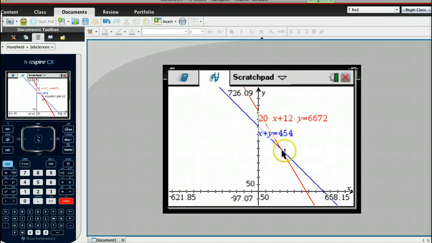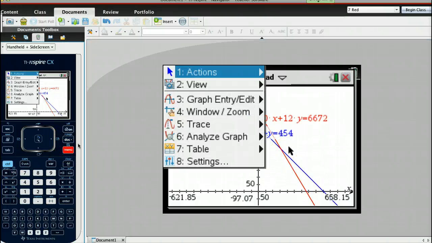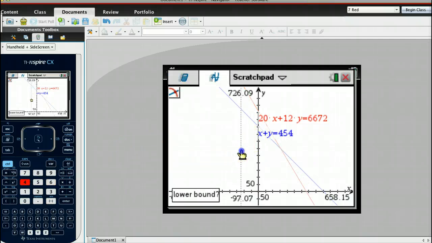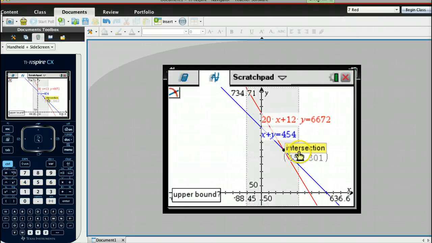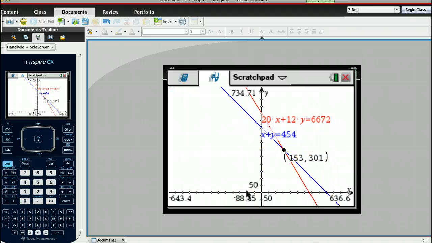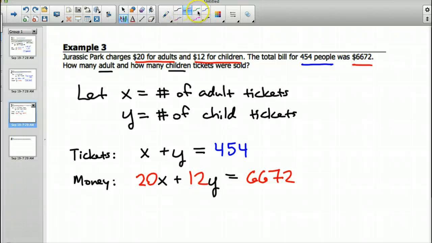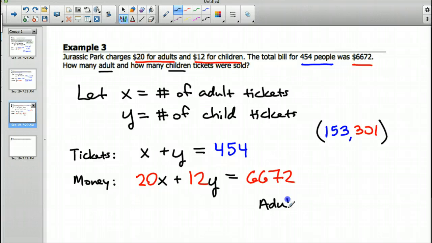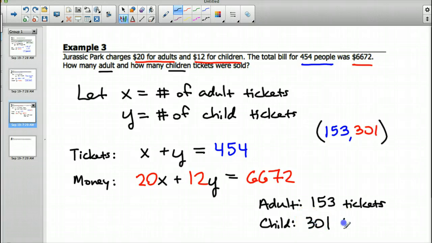Okay, which gives me that line, and the intersection point is right here. And so my intersection for this one is going to be the point 153, 301. So that tells me that the number of adults that went, or the number of tickets that we sold, was 153. And the number of children, the number of tickets we sold there was 301.